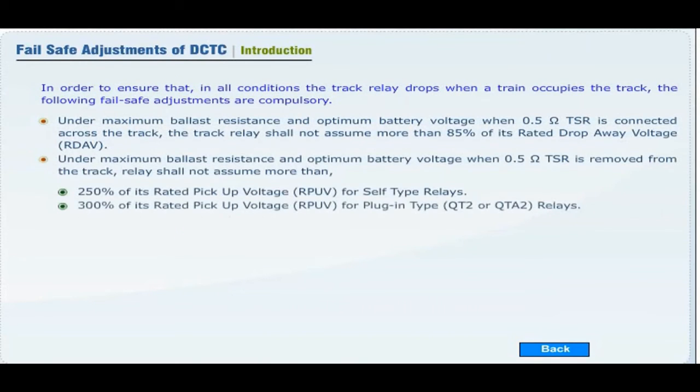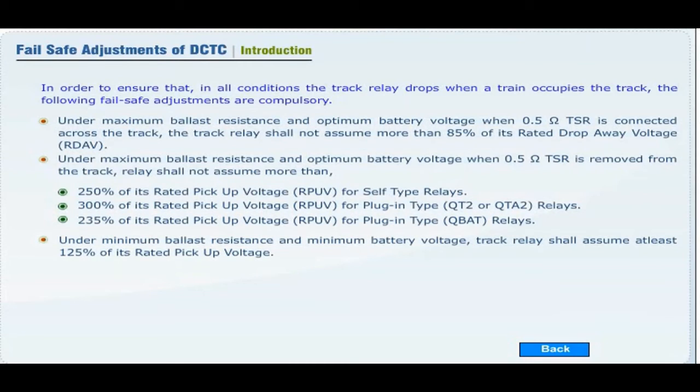In order to ensure that in all conditions the track relay drops when a train occupies the track, the following fail-safe adjustments are compulsory. Under maximum ballast resistance and optimum battery voltage, when 0.5 ohm TSR is connected across the track, the relay shall not assume more than 85% of its rated drop away voltage.